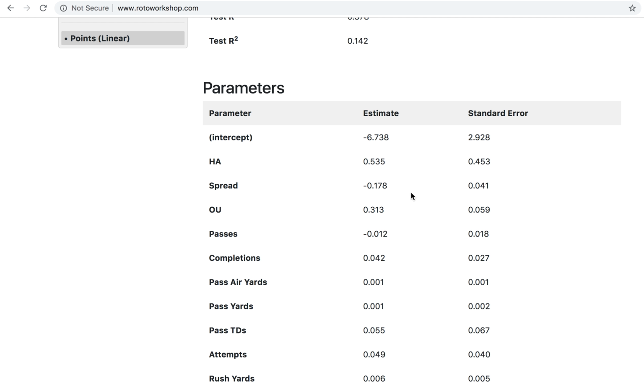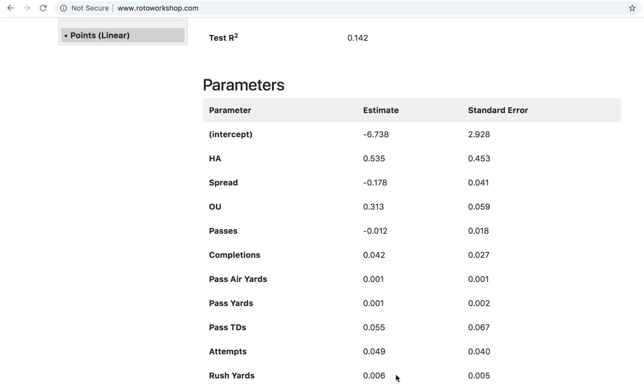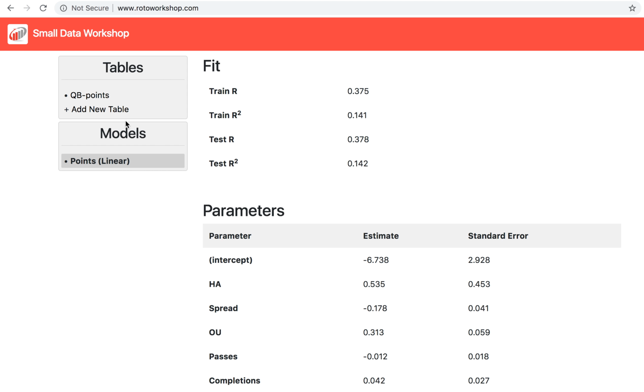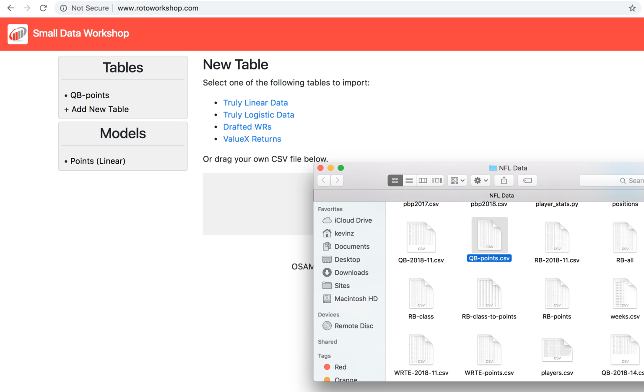So looking through these quickly, you can see that home and away wouldn't be statistically significant, that particular parameter. Spread, on the other hand, is. Over under is. Passes are not. Number of completions is sort of right on the borderline, a little bit under the arbitrary line that we use for statistical significance. Passing yards and air yards are not. Passing touchdowns are not. Actually, the last one, which you can't see, it's just at the bottom of the page here, is rushing touchdowns, and that is statistically significant.